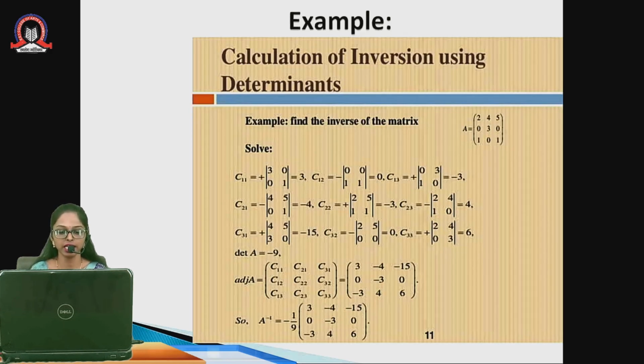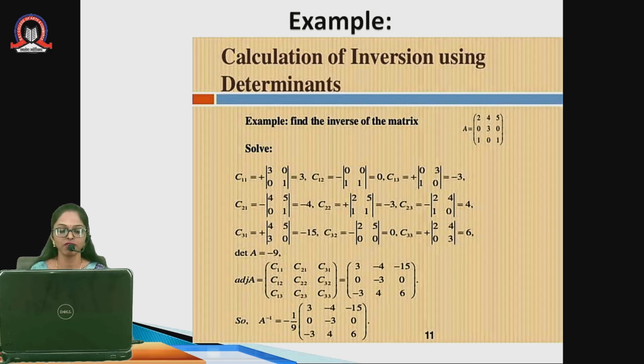To find the inverse of A, first find the determinant. Determinant is minus 9 and adjoint of A is 3 minus 4 minus 15, 0 minus 3 0 and the last row is minus 3 4 6.